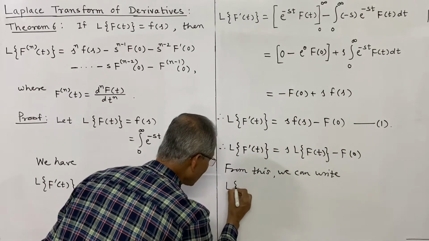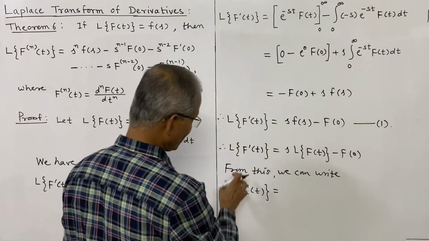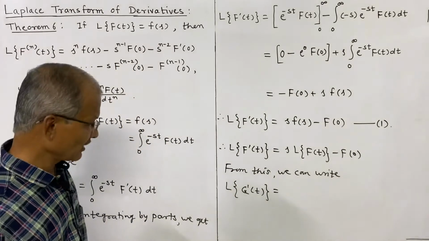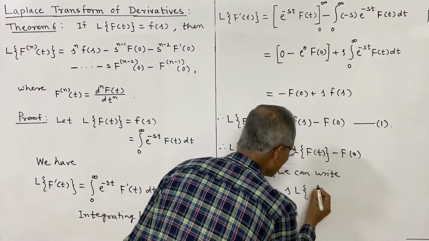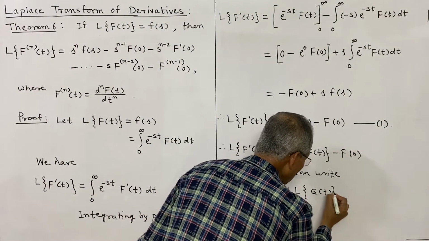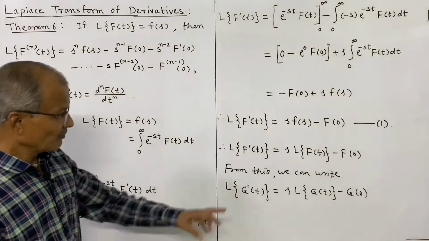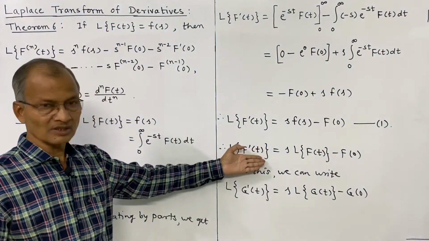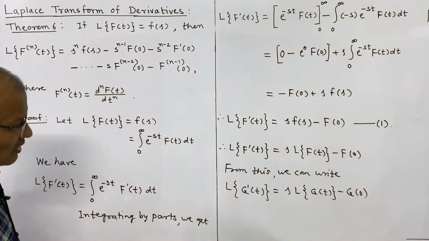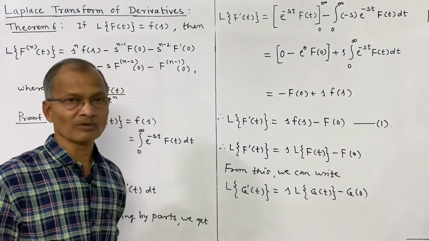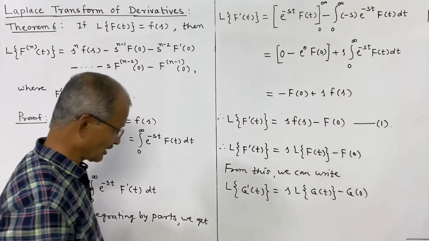L of g dash of t is equal to, I am replacing capital F by capital G, only the notation is changed. So s remains the same, s L of g of t minus g of 0. See, in place of f I have written g, so this result remains the same, the form is the same. Now what we shall do is put this g dash t is equal to f. So then g of t is equal to f dash t, we shall write.